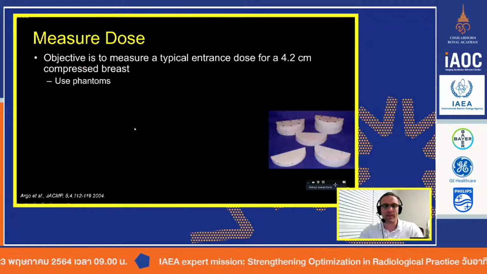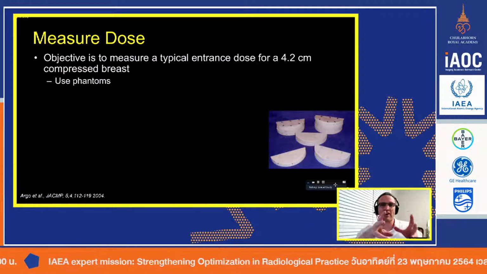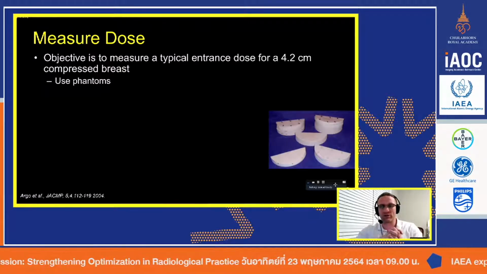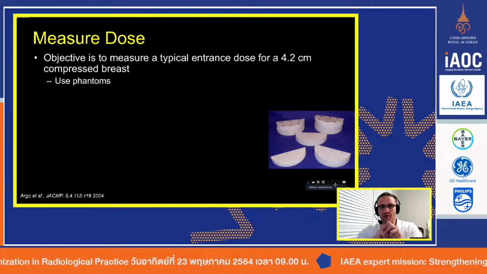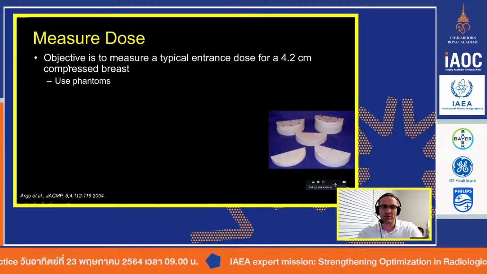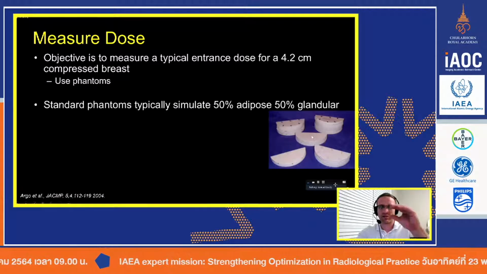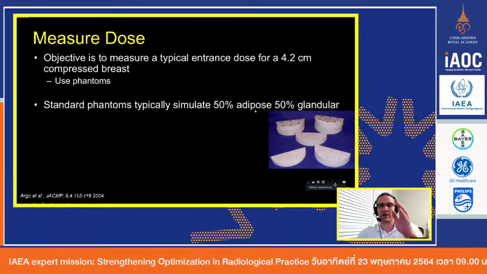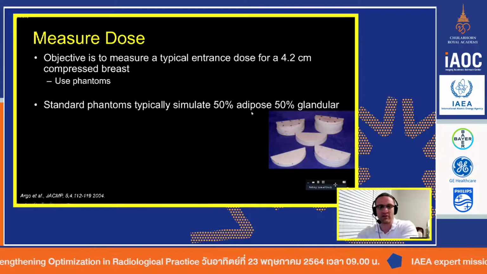All right, so everything we've been talking about is based on the standard breast dose model. So let's talk a little bit about that breast dose model. First thing first, we assume that the standard breast dose model has a compressed thickness of 4.2 centimeters, and so we use a phantom to mimic that thickness. And then we assume that the breast is made up of equal parts fat and glandular tissue, 50% fat and 50% glandularity.